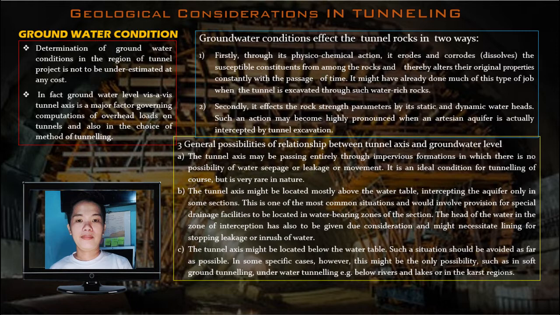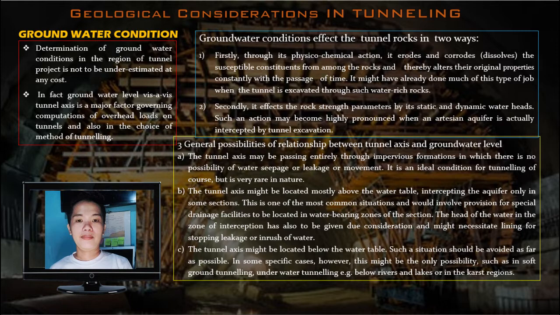Groundwater conditions affect the tunnel rocks in two ways. Firstly, through its physico-chemical action, wherein it erodes and corrodes the susceptible constituents from among the rocks and thereby alters their original properties constantly with the passage of time. It might have already done much of this type of job when the tunnel is excavated through such water-rich rocks. Secondly, it affects the rock strength parameters by its static and dynamic water heads. Such an action may become highly pronounced when an artesian aquifer is actually intercepted by tunnel action.